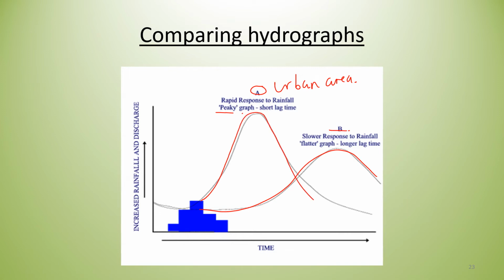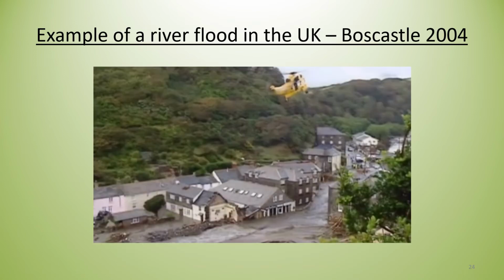Whereas at B, it's probably surrounded by a field. The field has probably absorbed some of the water, which means the river hasn't filled up straight away. Only when the ground has become saturated, it fills up. Then it starts to decrease. Your example of a river flooding in the UK was in Boscastle in 2004.